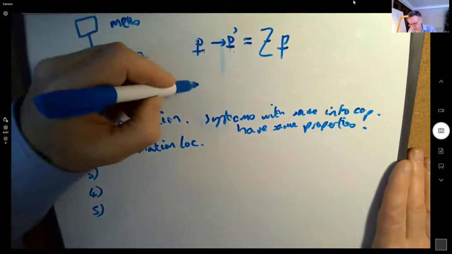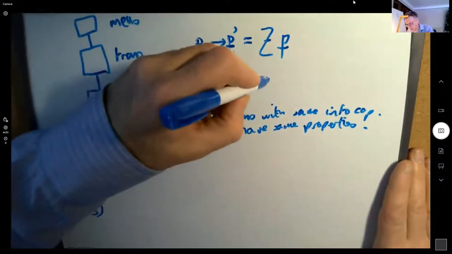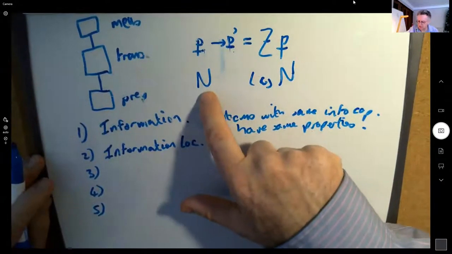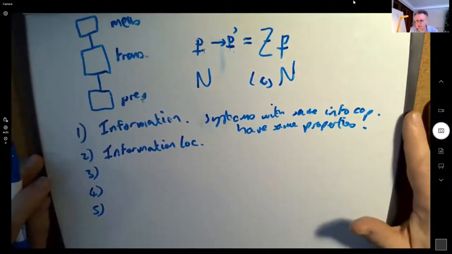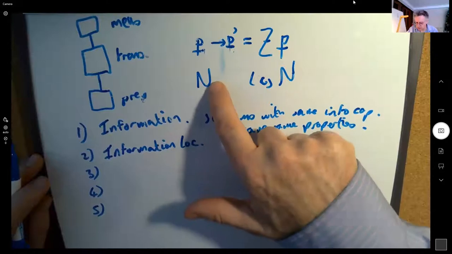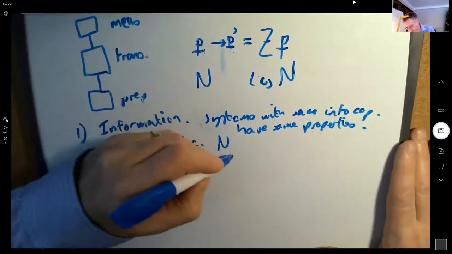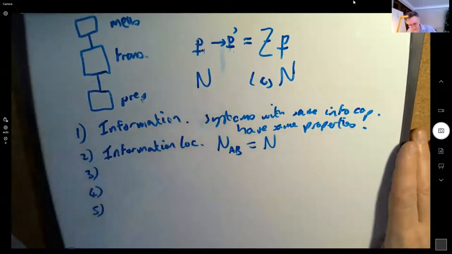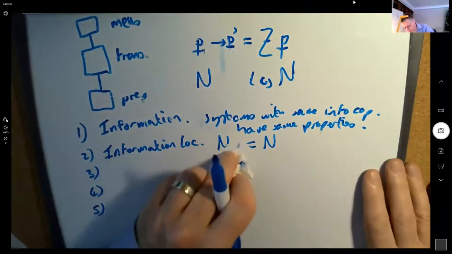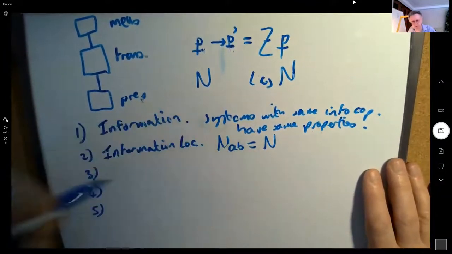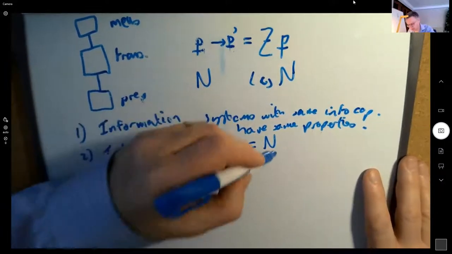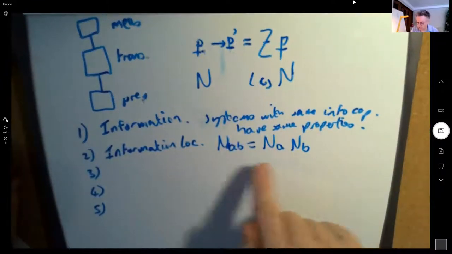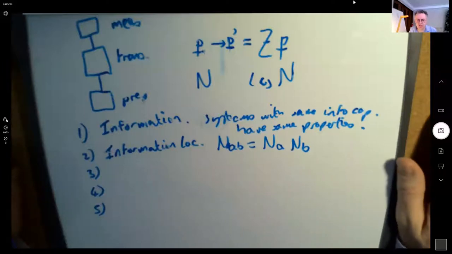I just introduced this number n, and the log of n is the information carrying capacity, because n is the total number of states that can be distinguished. So if I work in terms of n, what information locality is telling me is that if I have a composite system AB, then n for the composite system is equal to n_A times n_B. So it's the product. If I take the log of this equation, then I get the sum.